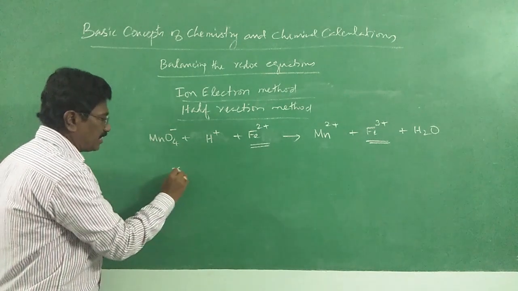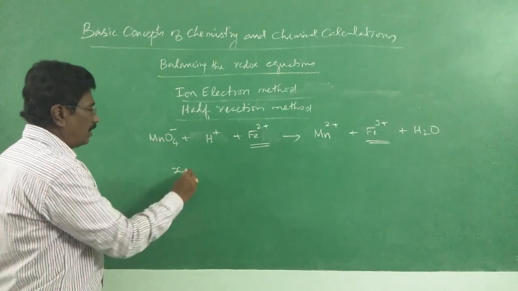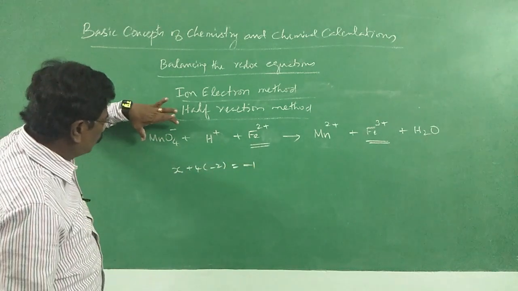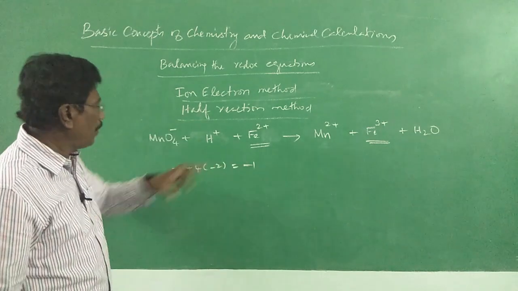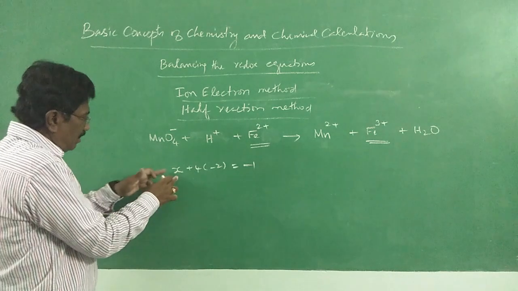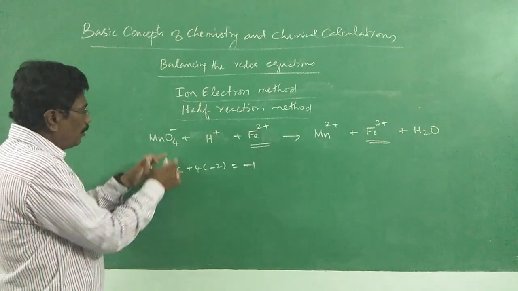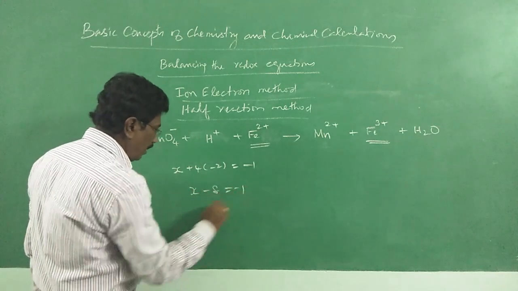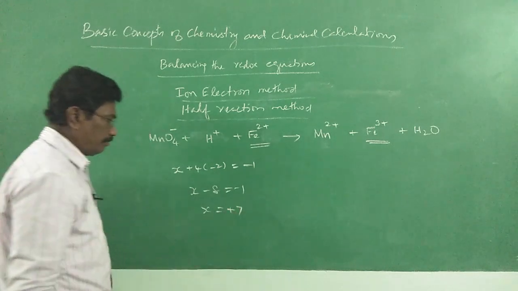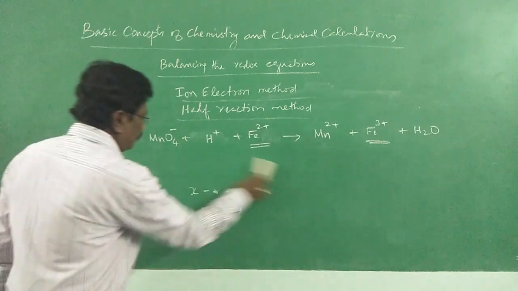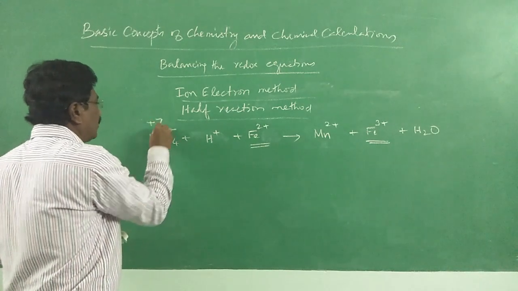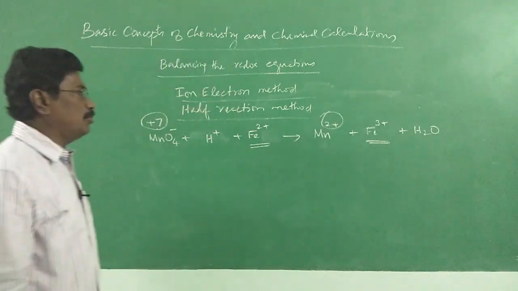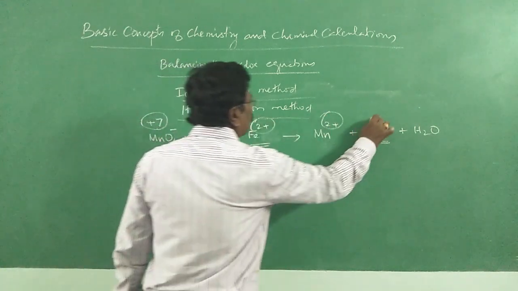Oxidation number of manganese is X. 4 oxygen atoms we have. Therefore, 4 into minus 2, and the charge on the ion is minus 1. Here manganese is in oxidation state X, which we may not know. 4 oxygen, 4 into minus 2 is minus 8. Therefore, X minus 8 is equal to minus 1. X is equal to plus 7. Alright. So the oxidation number of manganese is plus 7. Manganese from plus 7 is reduced to plus 2. Iron from plus 2 is oxidized to plus 3.